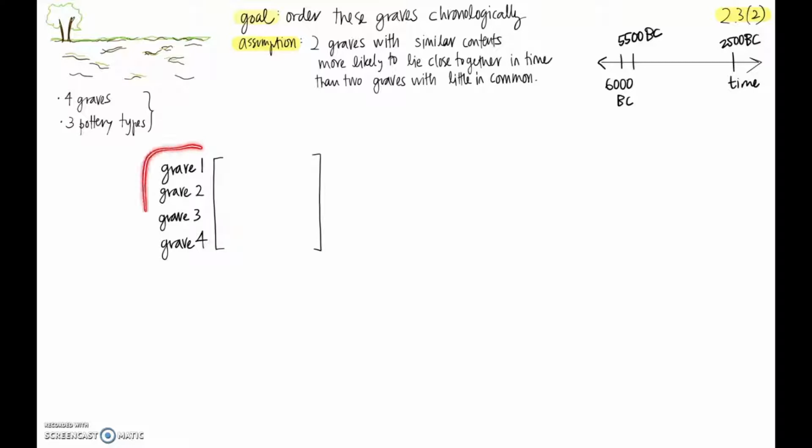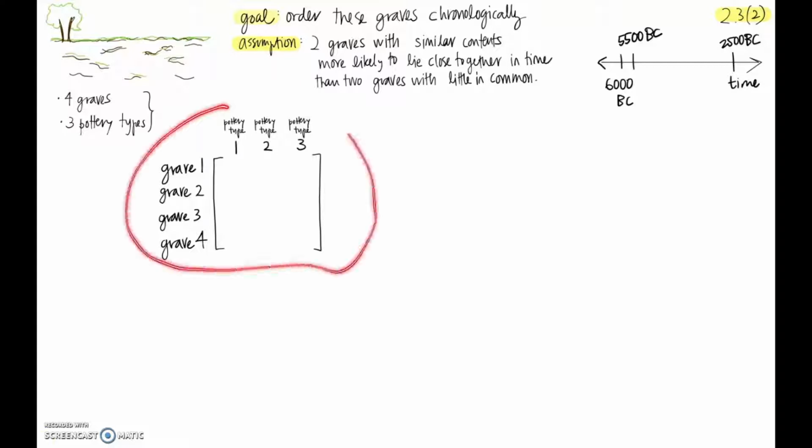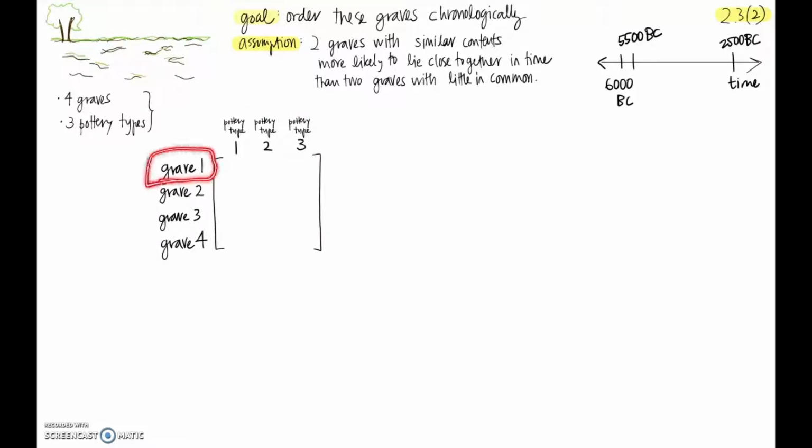And within just these 4 graves, there are 3 different pottery types. So these are 3 different pottery types that are distinct enough that they're probably coming from different time periods. And the way I'm going to use this matrix is it's going to help me count which type of pottery I find in which grave. So in grave 1, for example, I find one of the pottery type 1. So I'm going to put a 1 here.